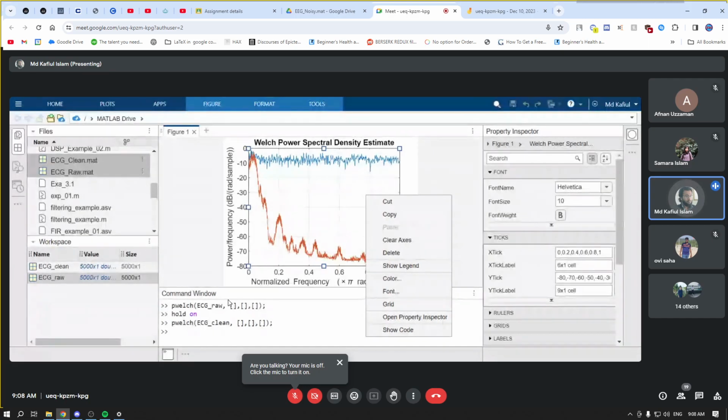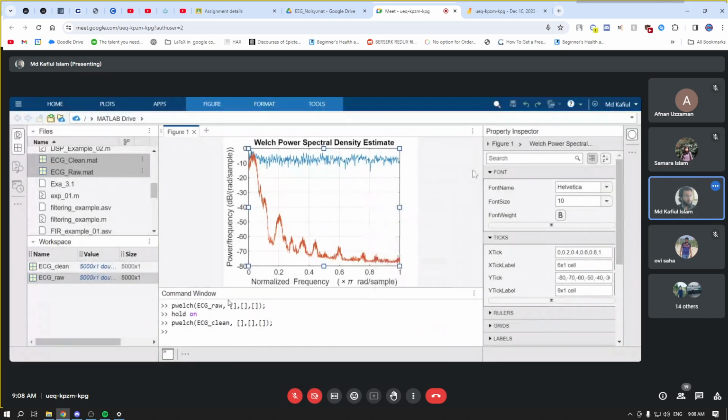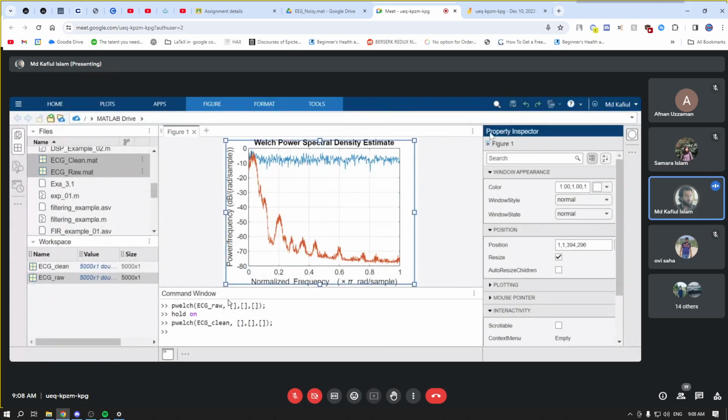I wanted to zoom, and I found that it is not available here. It was supposed to be here, but I cannot see the zoom in. I wanted to zoom in.